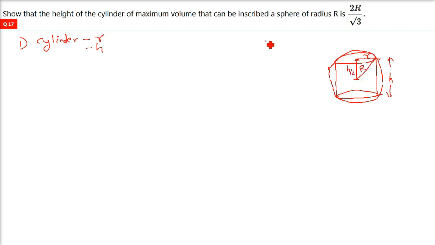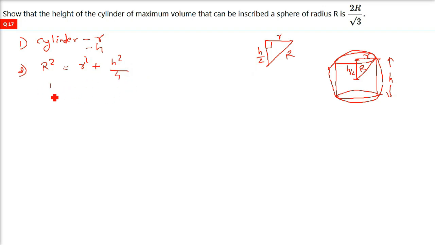Now just concentrate on this triangle. This is a right angle triangle. We have small r as the base, h by 2 as the altitude, and capital R as the hypotenuse. From here we can apply the Pythagoras theorem, which gives you the hypotenuse square is equal to the base square plus the altitude square. Here we have R square equals small r square plus h square by 4.